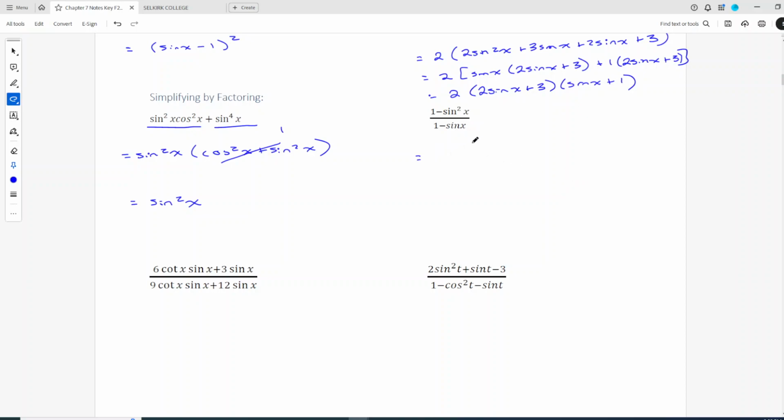Instead, what I want you to see is that your numerator is a difference of squares. So my denominator is going to stay as 1 minus sine x, and my numerator, I'm going to draw two brackets, square root of the first term, square root of the last term. One gets a plus, one gets a minus. Now you are allowed to do 1 minus sine x divided by 1 minus sine x is 1. So my final answer would be 1 plus sine x.